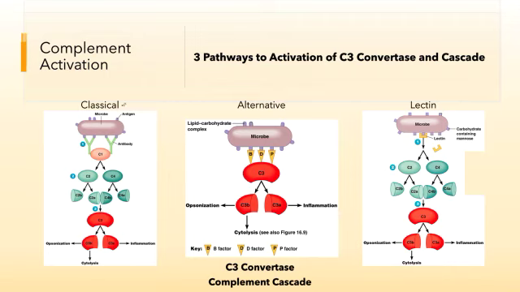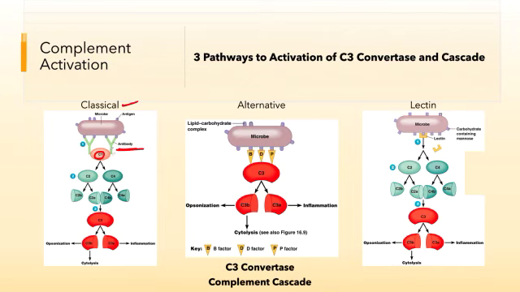Here we have classical activation. One thing to notice in classical activation is that C1, the very first complement protein, must bind to antibodies. This means that the classical pathway can only take place in secondary immune responses. The very first time that you are exposed to a pathogen, the classical pathway will not work, because you don't have any antibodies. So until you have antibodies, your classical pathway will not work in terms of activation.